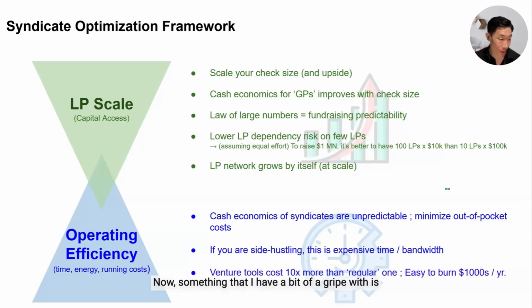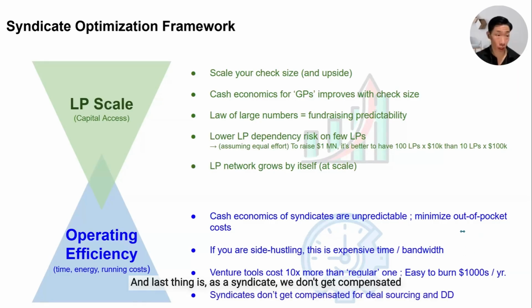Now, something that I have a bit of a gripe with is that venture tools somehow cost 10 times more than regular ones, and they do maybe 10% more. It's easy to spend thousands of dollars a year, and you're going to be forking out of pocket on this. So I've seen many syndicates and groups make these mistakes, right? Just copying the tech stack of a VC, you're going to be paying for it out of pocket. And the question is, do you need it? Is it an efficient use of your capital?